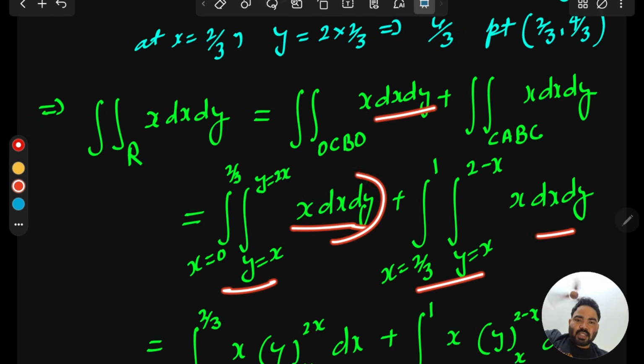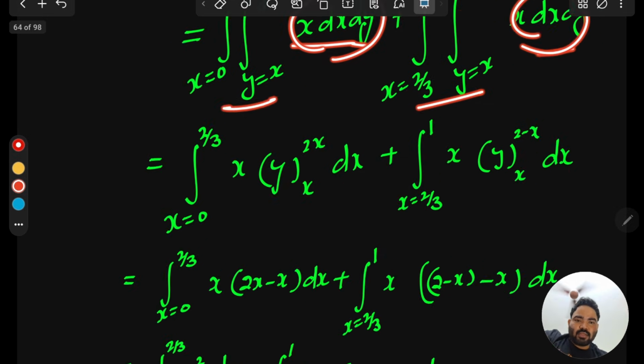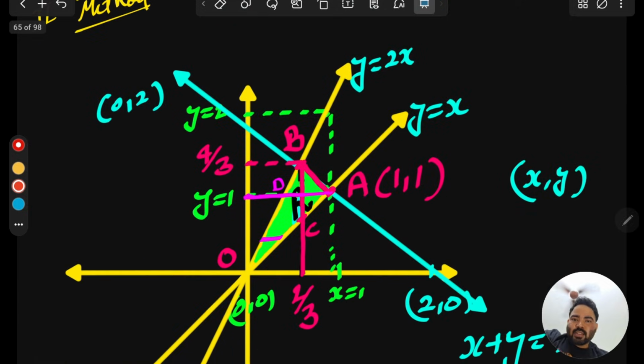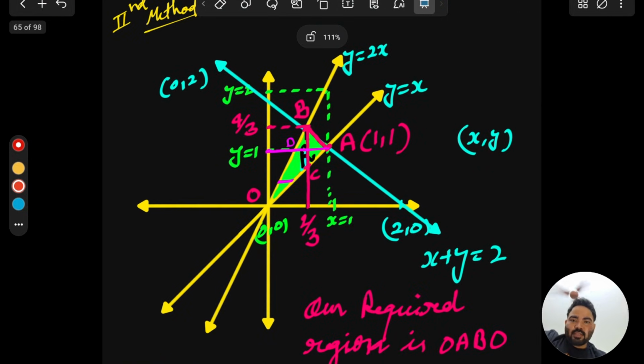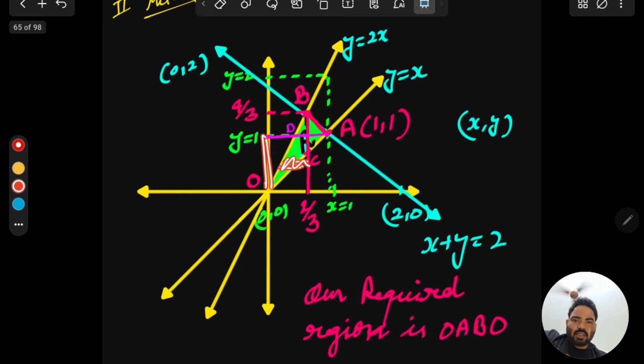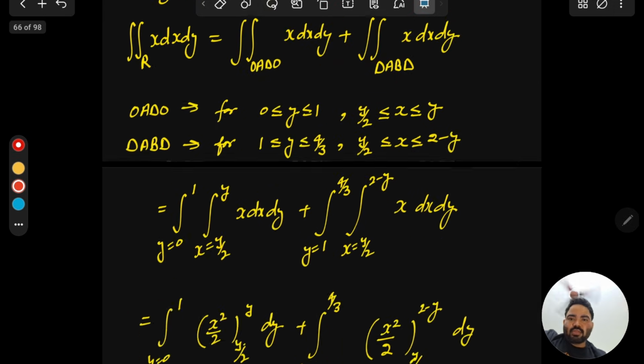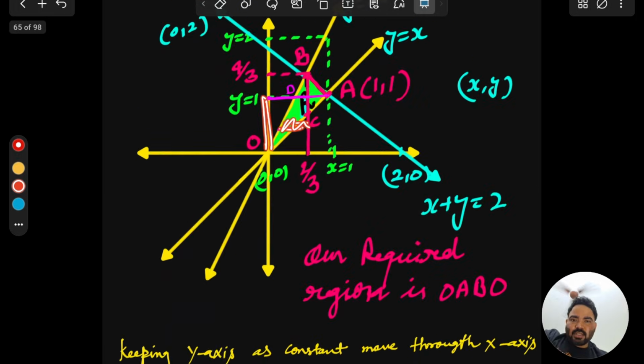Now this becomes simple type 2 if limits are variable. Now just solve and you are done. Now in the same way you can solve, taking y as constant and x as variable. One way is sufficient, so I'm not going to explain it again, but it's fine.